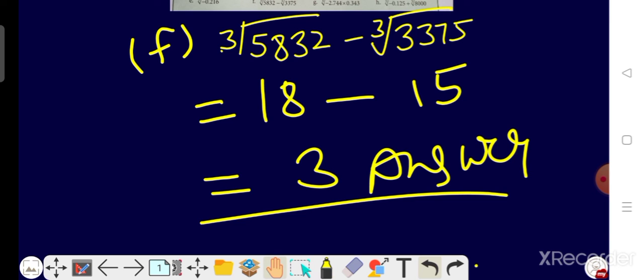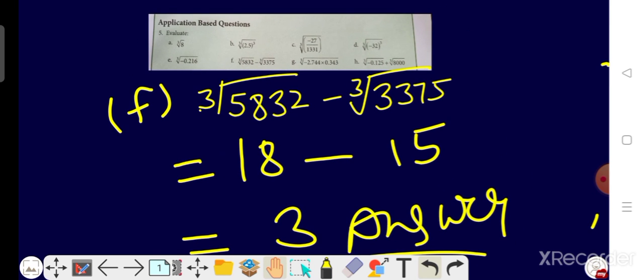The remaining parts of this question are the same as these parts. Try to solve them. If you have any problem in solving these questions, we will take that problem in the live class. I hope you will get it.